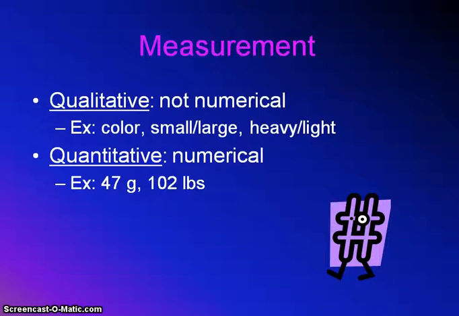Anything that has a number associated to it is going to be considered quantitative data. So for instance, 47 grams or 102 pounds. Okay, those all have numbers and units associated with them, so they will be quantitative types of data.